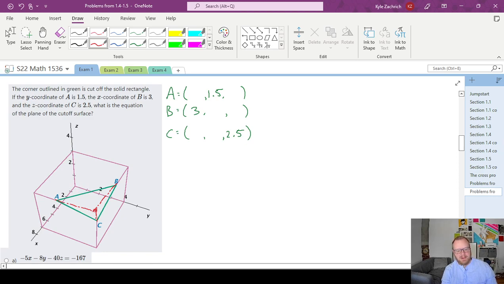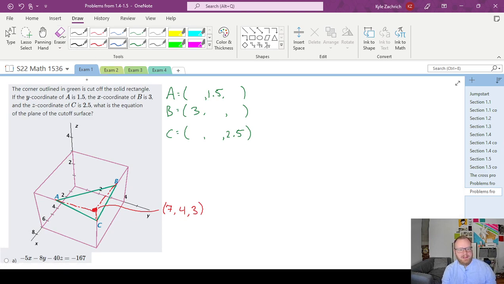So it's also helpful to think about what the coordinates of the corner are before it's been cut off. The coordinates of that cube are well, 7 in the x direction, 4 in the y direction, and then this cube is 3 units tall, right, in the z direction.